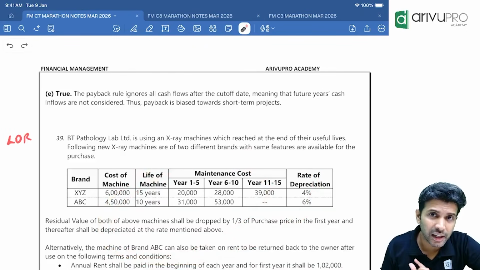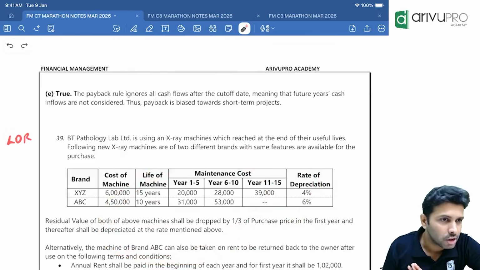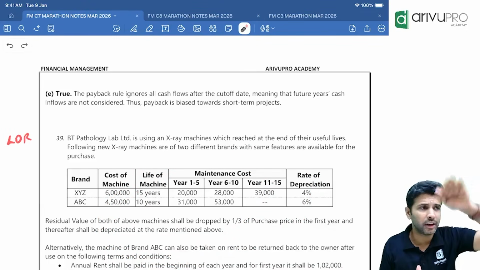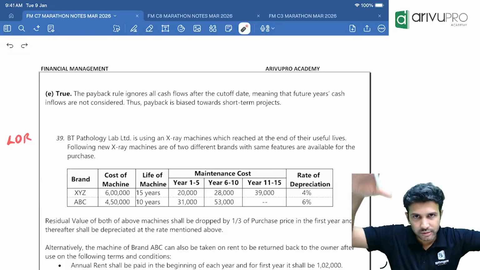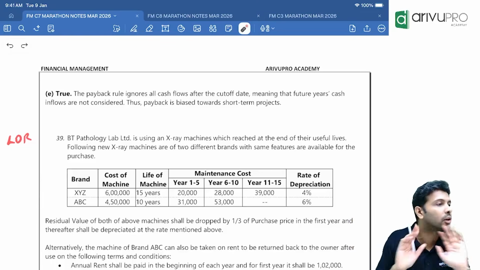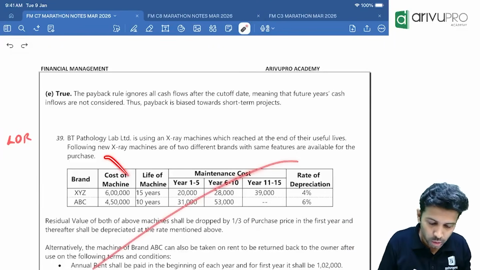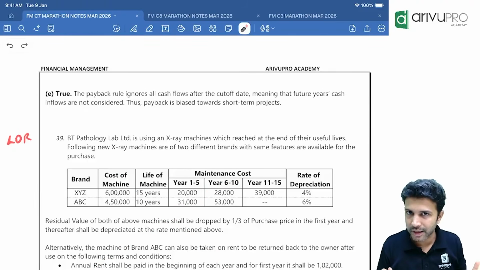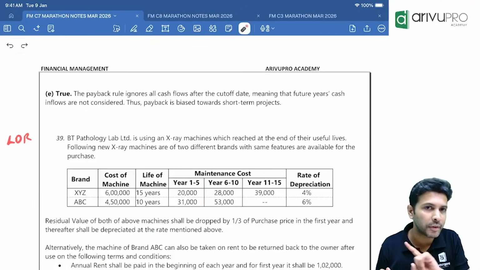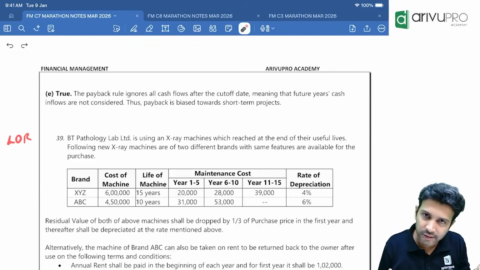So can we do incremental or not possible? Not possible. For us to do incremental, we need the old asset's data and the new asset's data, compare them, and only then we will get incremental. Here the old one is not given. So this is not an incremental approach, it is a normal problem. Everybody has come to that understanding first.